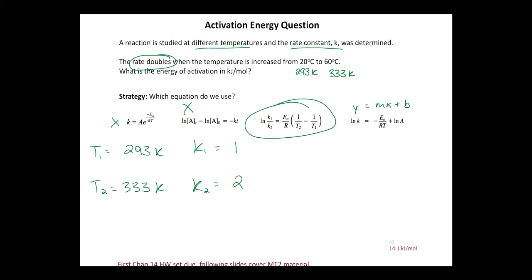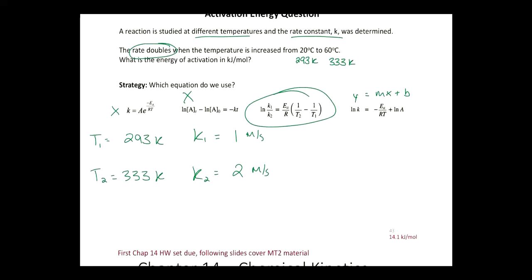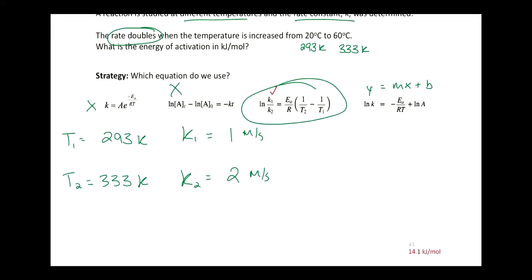All right, and those would have units. They could be like molarity per second. It really doesn't matter because in the end, we just take the ratio anyway. So now we have all the numbers we need to calculate activation energy. We have K1, K2, T2, T1, R is a constant, so we just solve for activation energy. So let's go ahead and do that and be very careful about where we place those numbers.